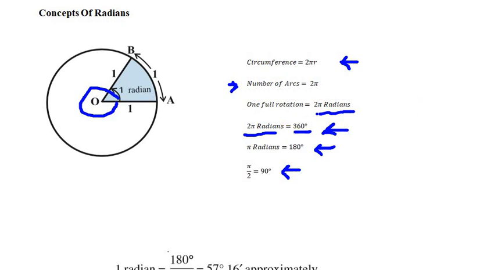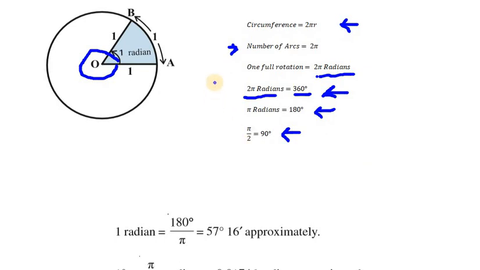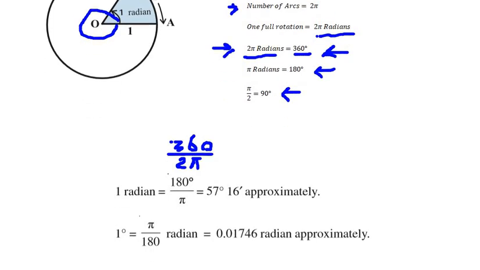Now we need to define 1 radian. From this equation we can define 1 radian. So 1 radian will be 360 divided by 2 pi. When you solve this, you will get 180 over pi. Now when you divide 180 by pi, you will get approximately 57 degrees 16 minutes. That means 1 radian in all equals 57 degrees and 16 minutes.